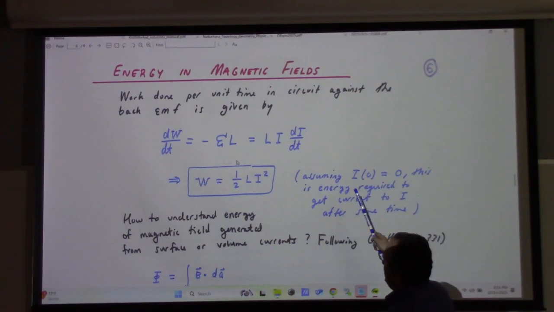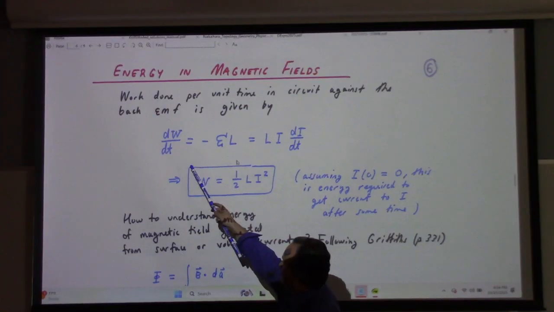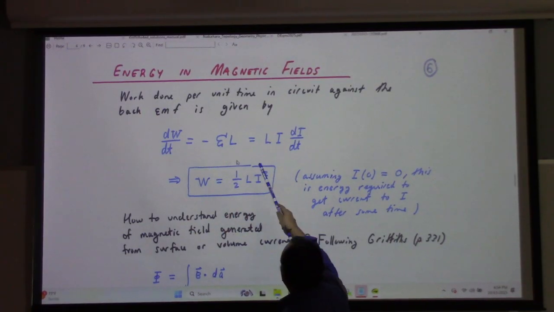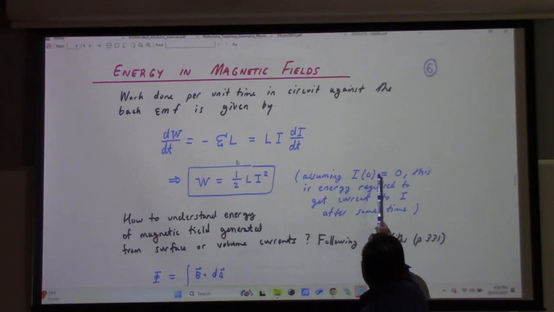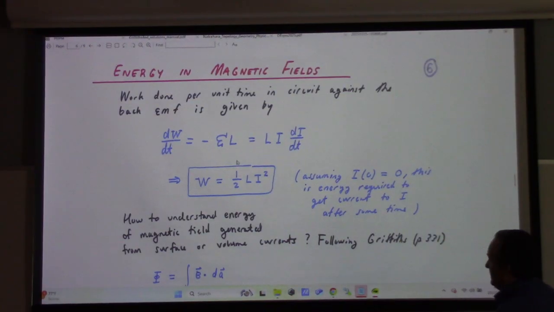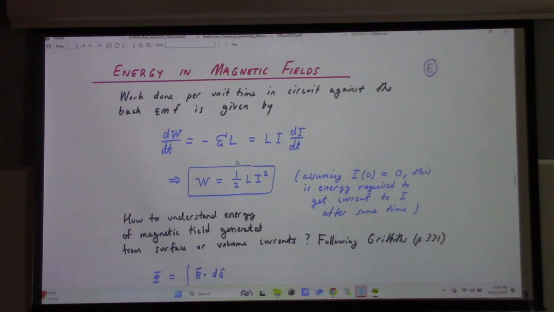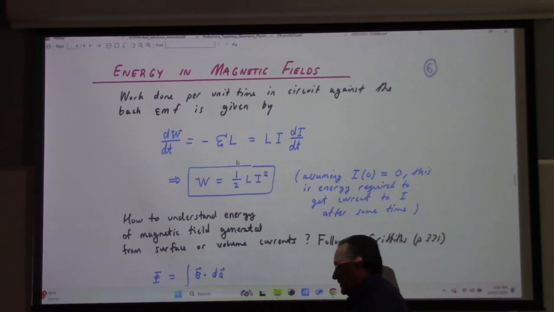So then we take that and multiply both sides by dt, integrate both sides, and we get W is 1/2 L I squared. Now this assumes that I start at 0, so the energy required to get the current up to the level I after some time is that much. That's how much energy is stored in the inductor, right? And we understand that energy is stored in the magnetic field, basically.